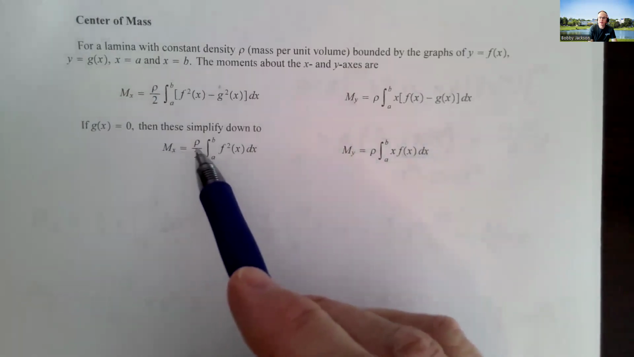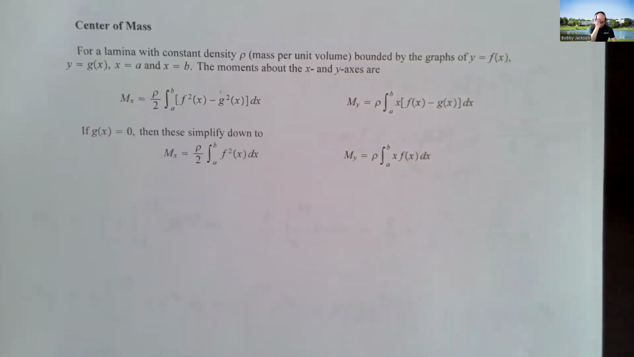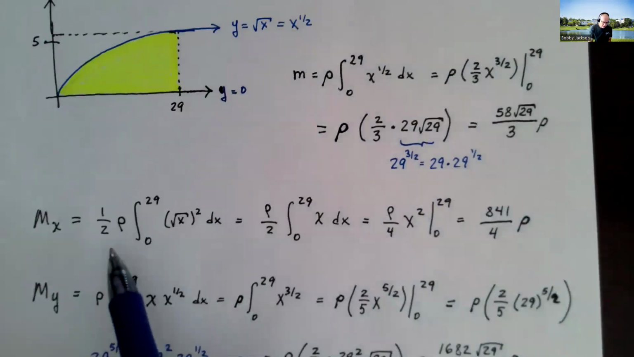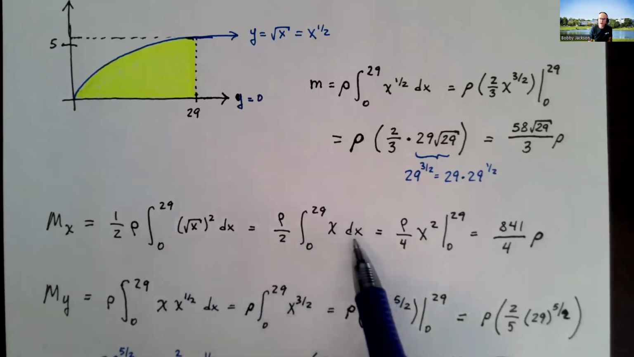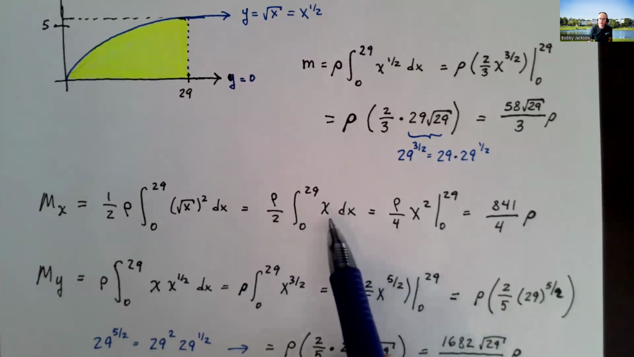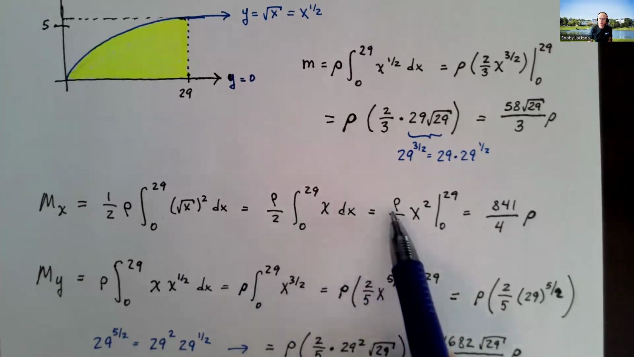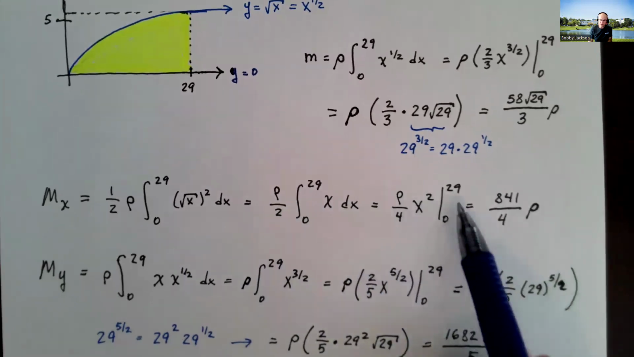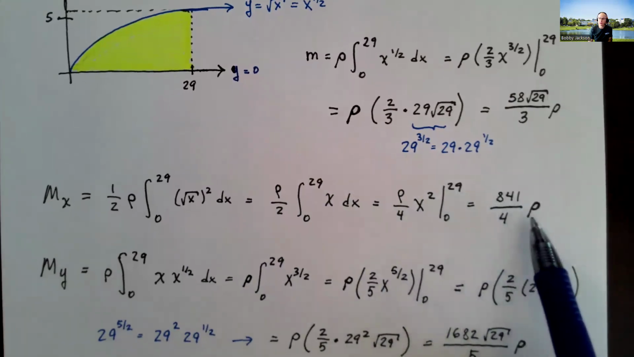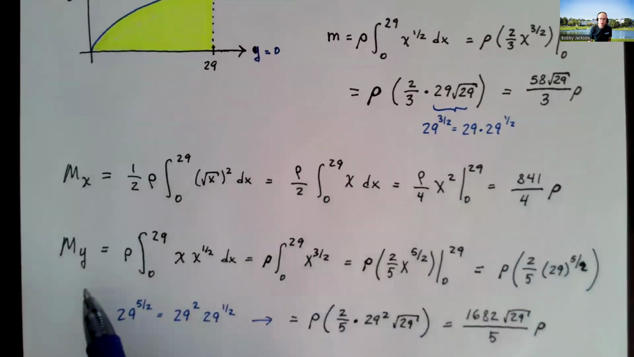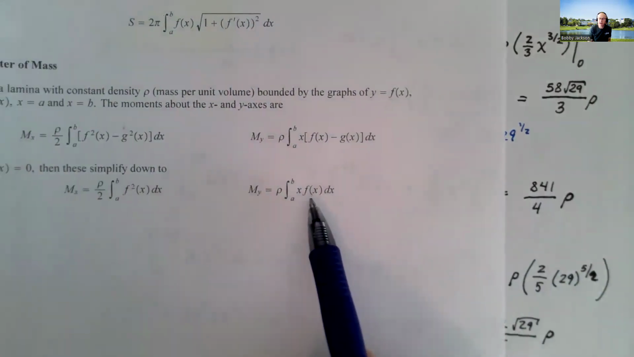So the moment about the x-axis is 1/2 rho integral from a to b of the top function squared. And that's what I have here. And if I square the top function, of course, the square root of x squared is just x. And that's a pretty easy antiderivative, right? It's x squared over 2 is the antiderivative of x. Of course, times 1/2 gives me really x squared over 4. And then I plug in 29, plug in 0. 29 squared is 841. So I get 841/4 times rho. The moment about the y-axis, right, is again integrating x times f of x.